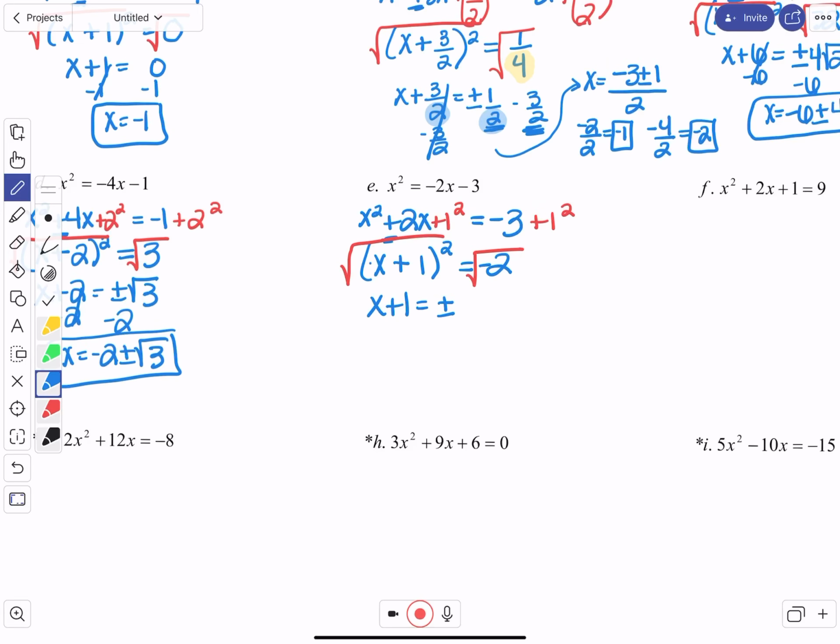minus. Now, when I simplify the square root of negative 2, 2 can't be simplified. There's no perfect squares that go into 2, but I need to pull out that negative. And remember, that negative is going to turn into an i. Okay? And now I need to move my 1 over to the other side. And the 1 is going to go out in front. And I write it like that.